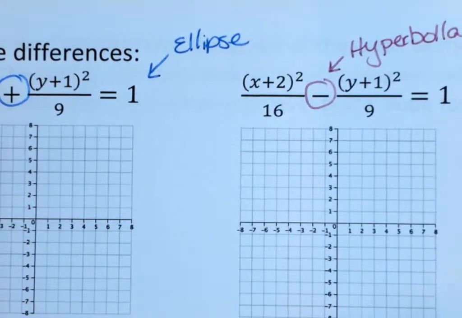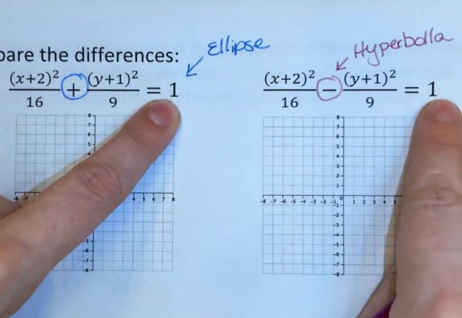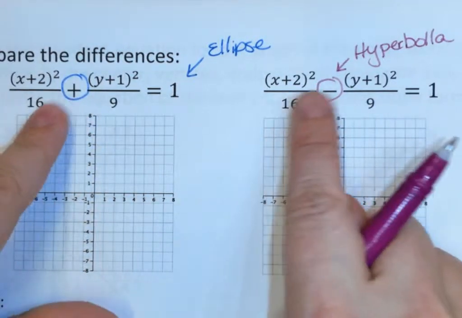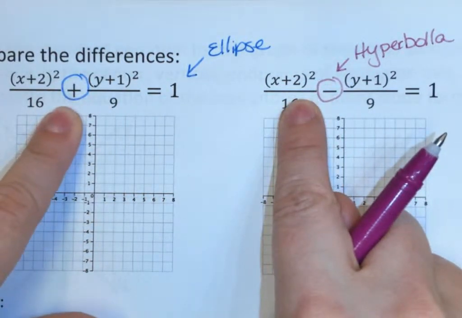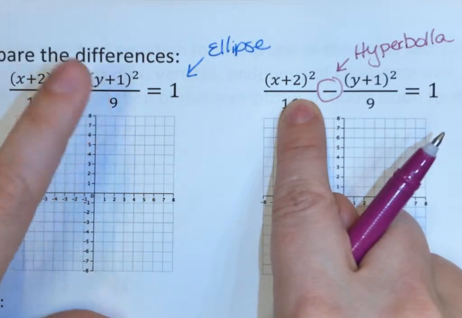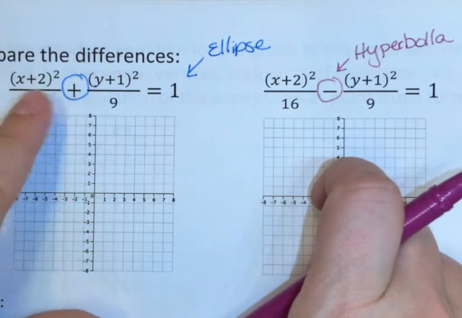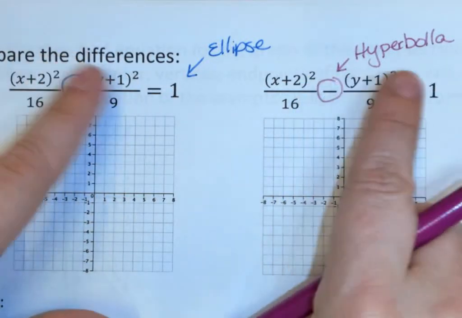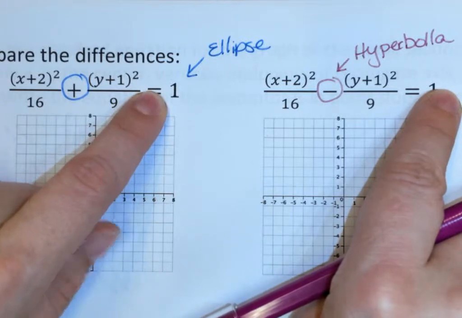conic section it is. If you have them equal to 1, as we have here, and you have two different numbers here, then it's going to be either an ellipse or a hyperbola. If either these two are the same, or there is no multiplier and it's equal to like just any other number, it would be a circle.